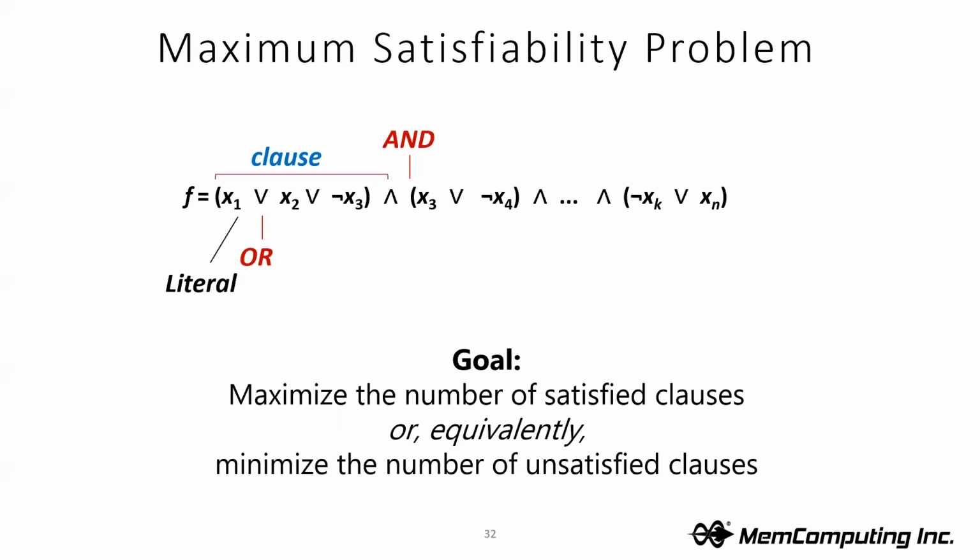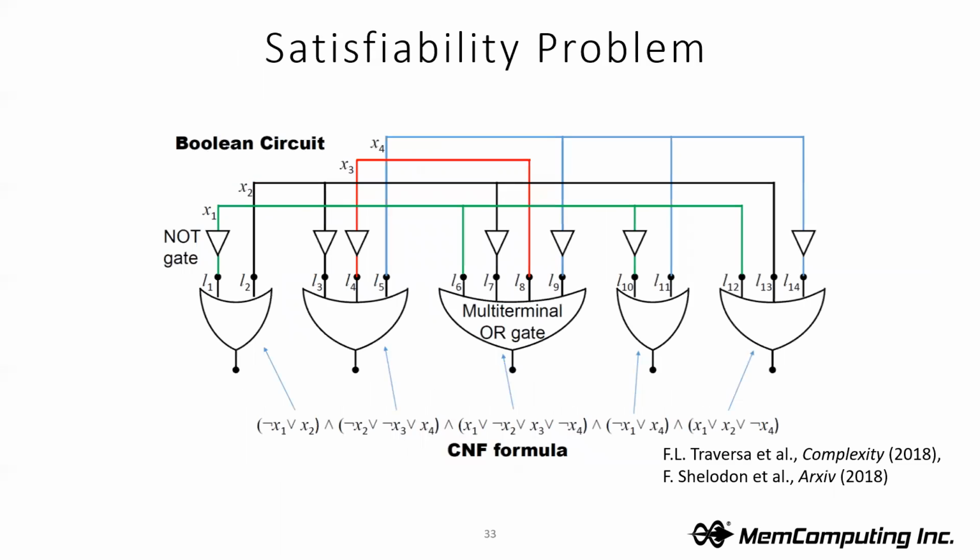The goal here, if it's a general maximum satisfiability problem that also includes normal satisfiability problems, is finding an assignment to the variables that maximizes the number of clauses that are satisfied. How can we use MemComputing to solve a system like this? Let's consider, for example, this conjunctive normal form and a Boolean circuit that represents it, as you see from this slide.